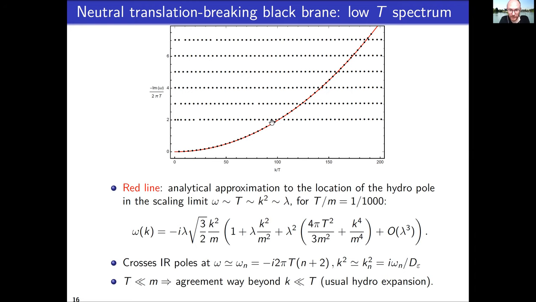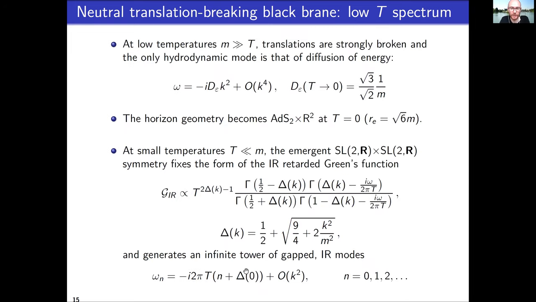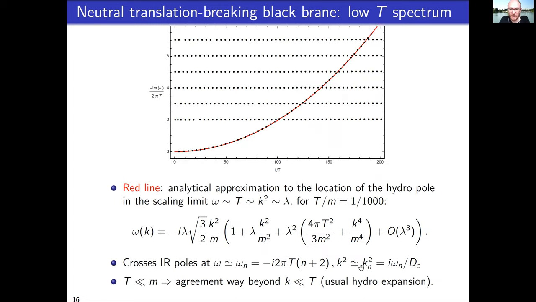And so what we see is that these crossings actually happen basically at the location of the IR poles, so minus i 2πT and plus two, because remember, this two comes from delta of zero for energy diffusion. And then k squared, because the diffusive form really works very well all the way up to here, is just given by inverting the diffusive dispersion relation, setting the frequency to be omega n, which is what we do here. So somehow in the system, the corrections to the diffusion dispersion relation are completely suppressed at sufficiently low temperature. And that allows us to resolve analytically where this feature of the hydrodynamic mode crossing the first gapped mode is.